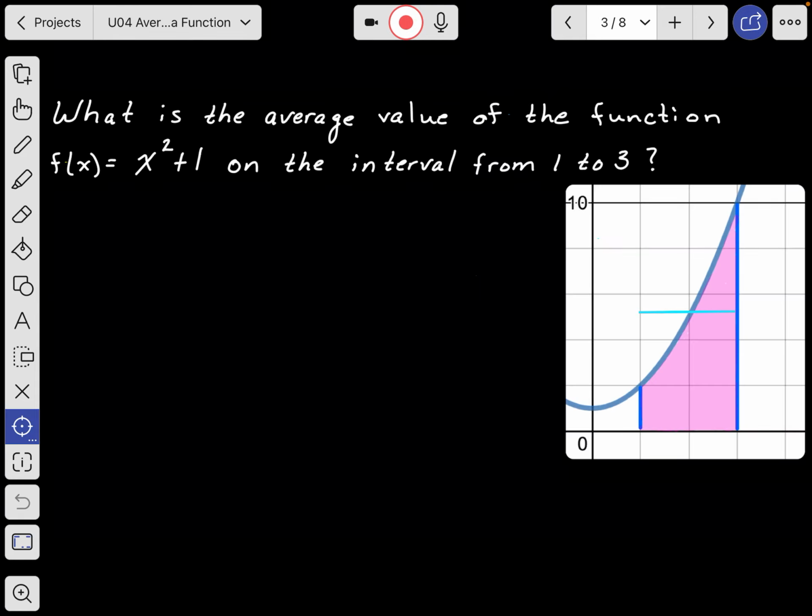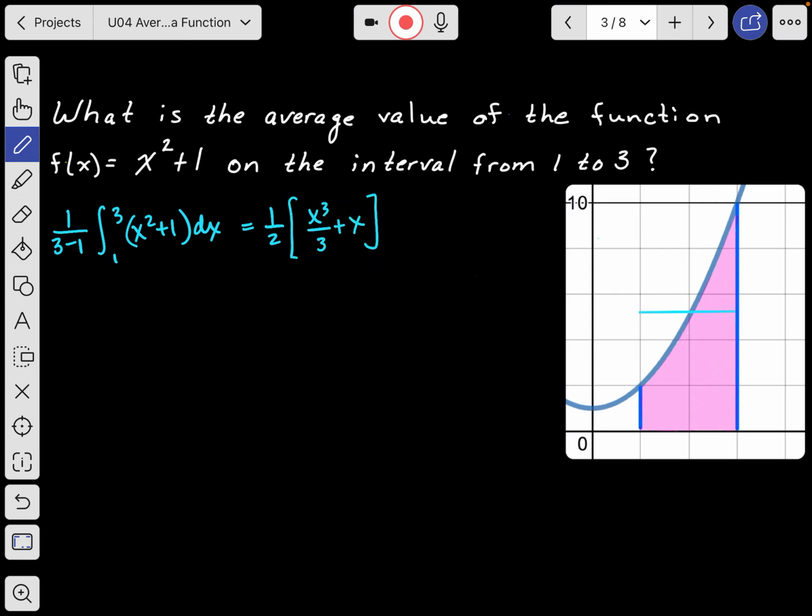All right, so here's our first example. I've placed my blue bar where I think the average value of this function is. All right, so let's use calculus to work through this one. So 1 over b minus a, that's going to be 3 minus 1, of the integral from 1 to 3 of this function. So that's going to be 1 over 2, and then the antiderivative of this would be x cubed over 3 plus x. And I'm going to evaluate that from 1 to 3.